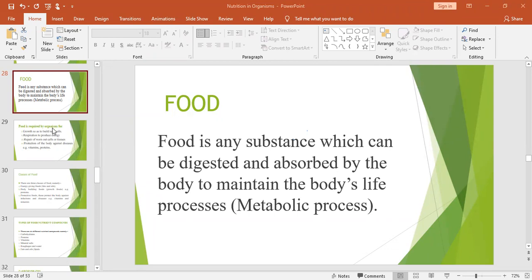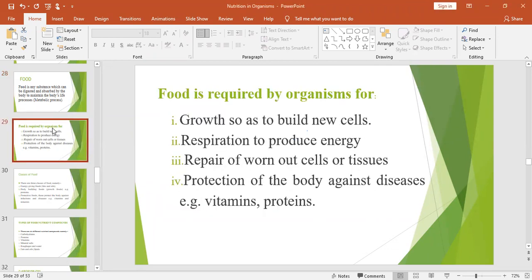So food is usually required by organisms for main reasons, actually 4 main reasons. One is for growth, so as to build new cells. As new cells are being built, your size increases, and then we say, okay, now you have grown or you are growing. These are body building foods, like you've learned in primary, and they are called proteins.